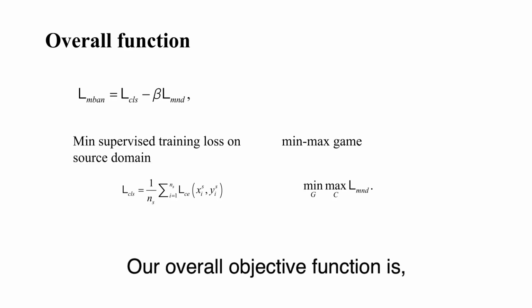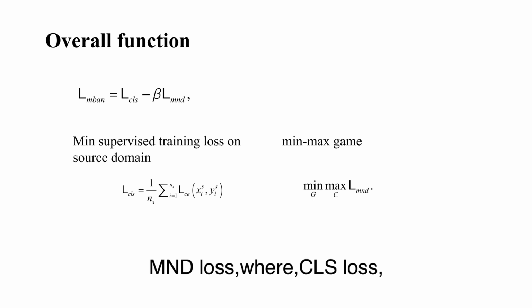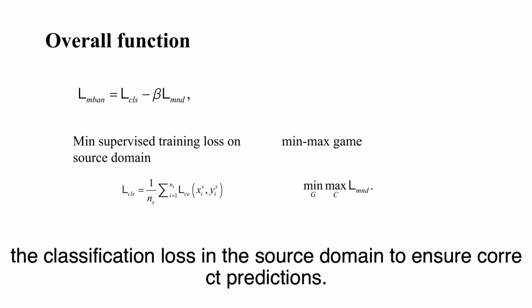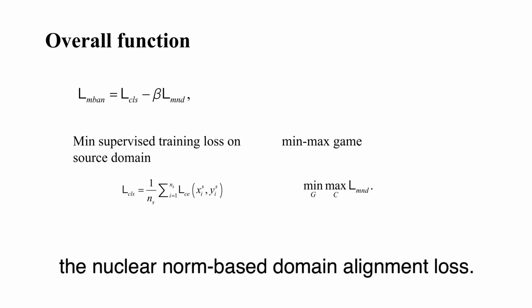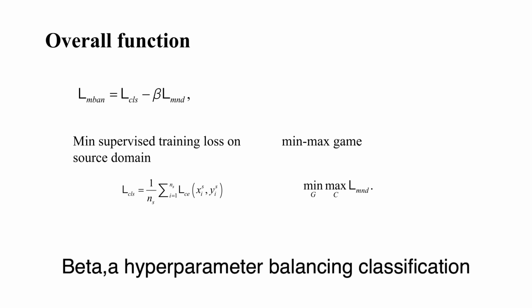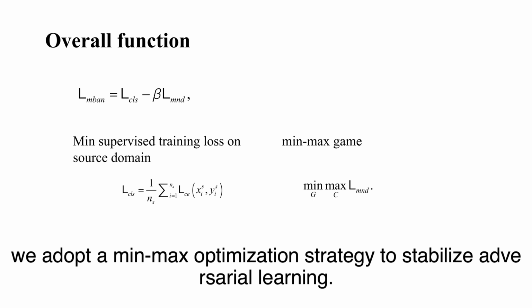Our overall objective function is MBAN loss equals CLS loss plus beta times MND loss, where CLS loss is the classification loss in the source domain to ensure correct predictions. MND loss is the nuclear norm-based domain alignment loss. Beta is a hyperparameter balancing classification and domain alignment. Additionally, we adopt a min-max optimization strategy to stabilize adversarial learning.